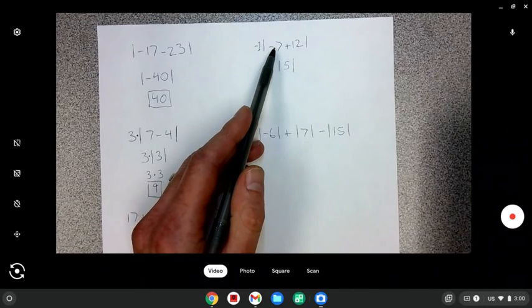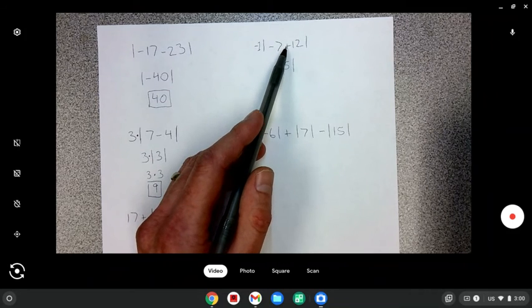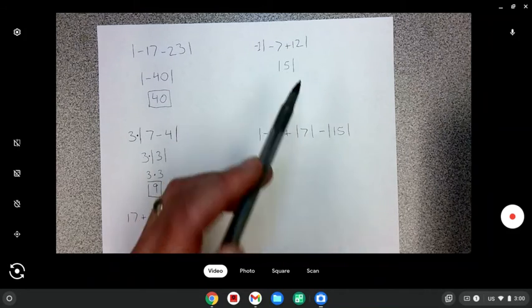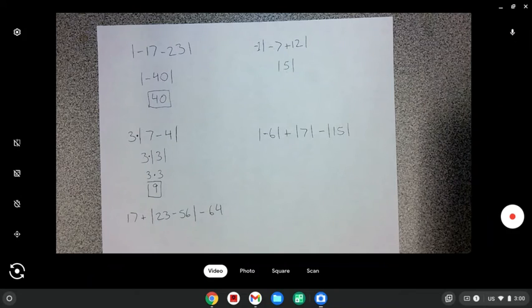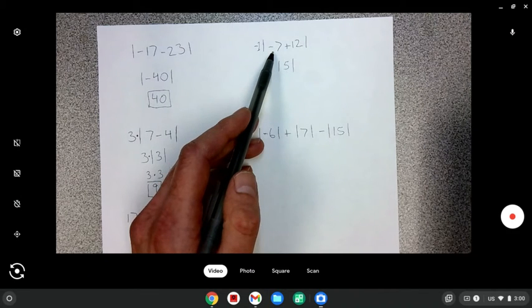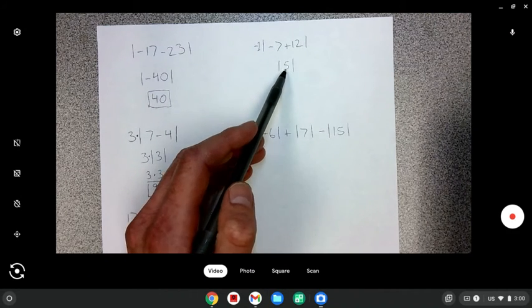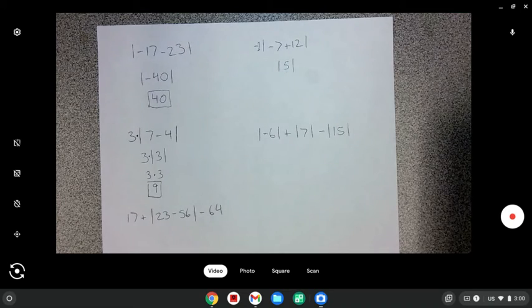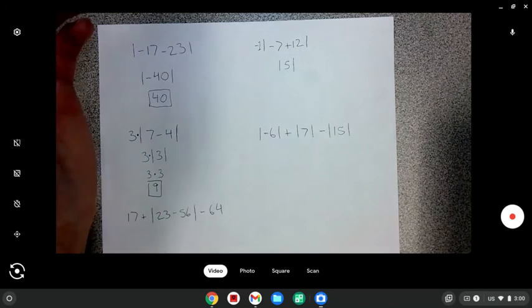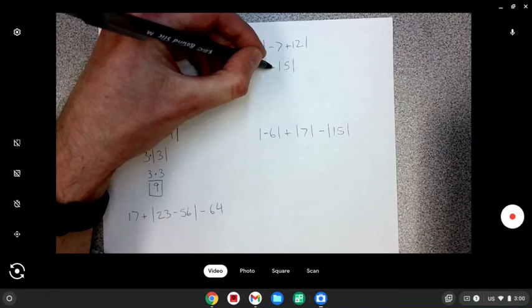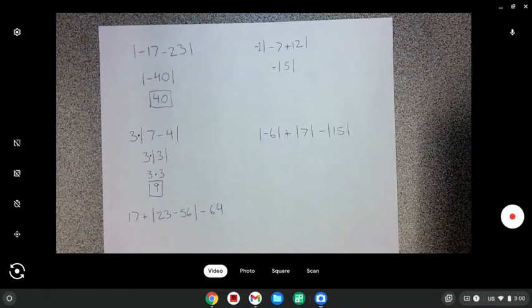Again, if I'm $7 in the hole, I have $7 negative on my balance. But if I put $12 in, I'd have a balance of $5 over. If it's 7 below 0 and it gets 12 degrees warmer, it's going to be 5 degrees above 0. However you want to conceptualize negative 7 plus 12. And that negative is still out front.